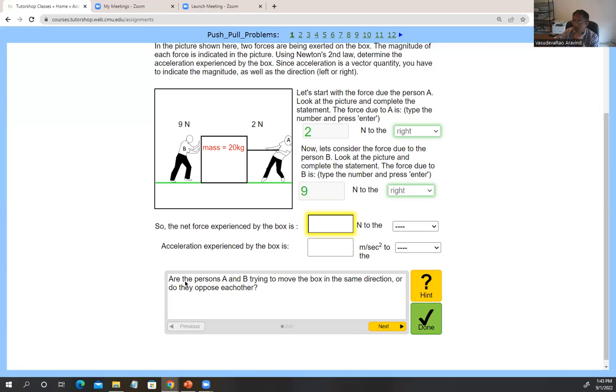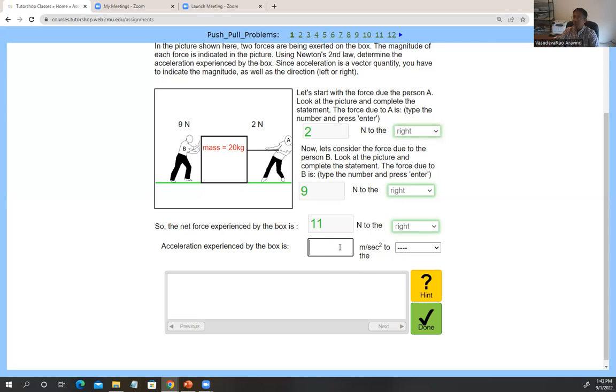And hint number one tells the student, are the persons A and B trying to move the box in the same direction or opposite? If it's still no clue, then the student can ask for another hint. If A and B are trying to move in the same direction, then the forces add up. If not, the forces subtract. In this case, it's the same direction. So it's going to be 11 newtons. And you see the answer is highlighted in green, which means the answer is correct. So it's going to be 11 newtons to the right.